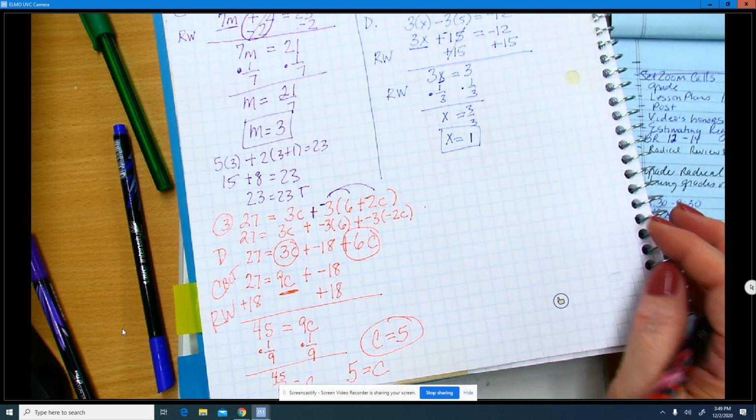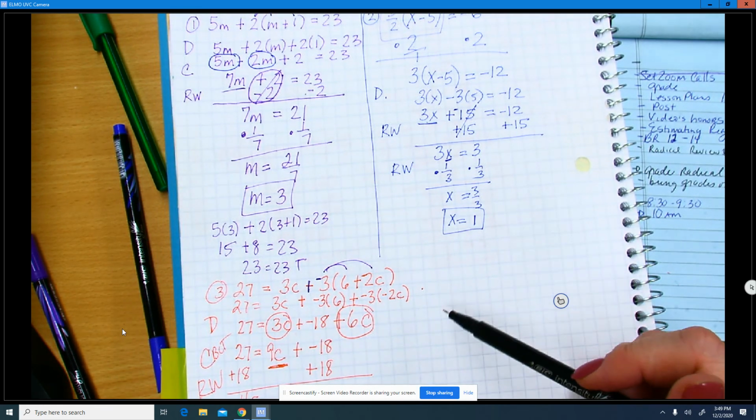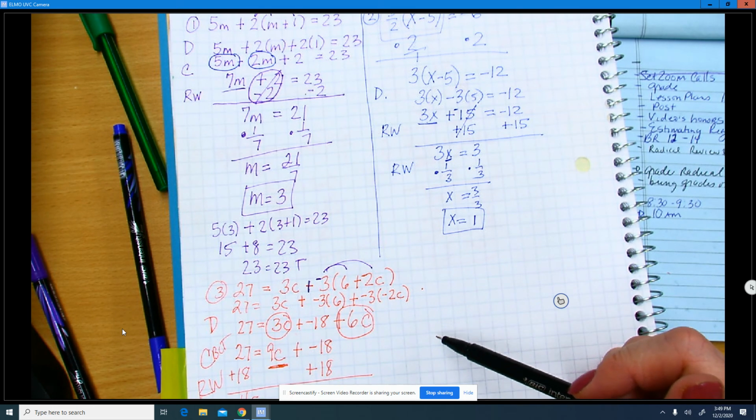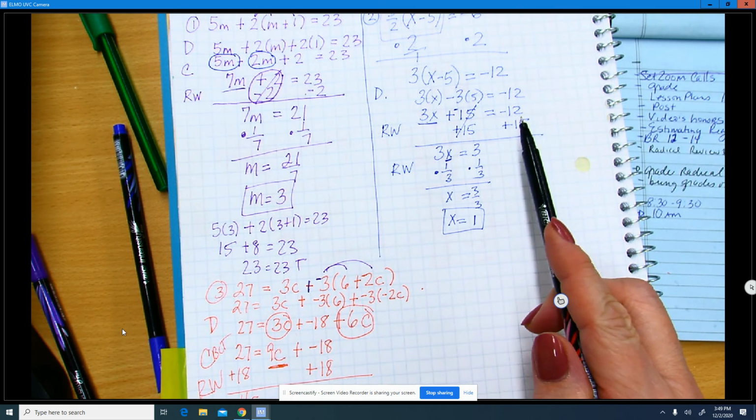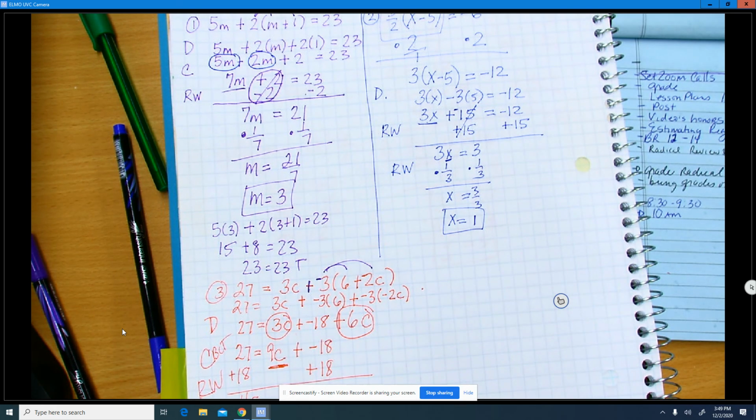Okay, and those are our examples regarding the distributive property. If you need more help with this, please definitely come to office hours. And remember, we did distributive property when we took our notes on properties.